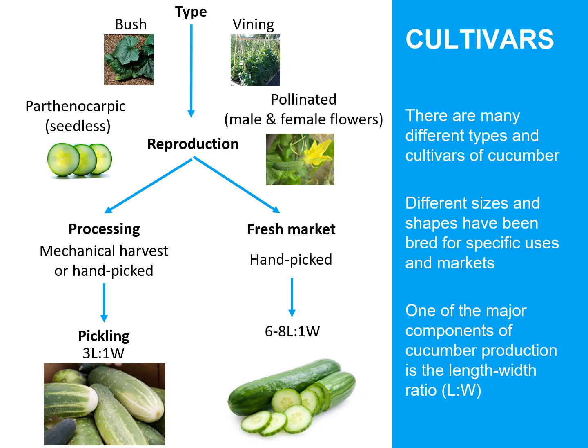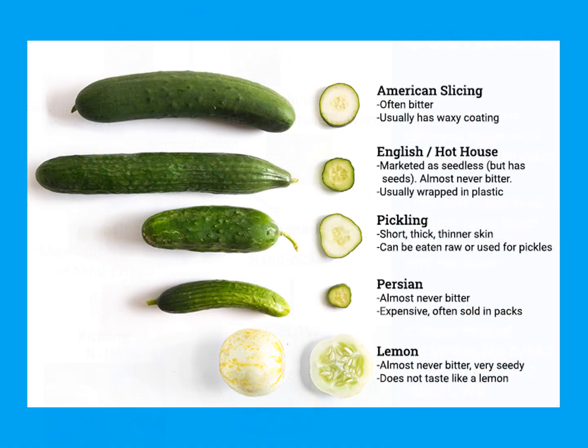And then in terms of the market, cucumbers can go to a processing market, where they might be mechanically harvested, destructively harvested, or hand picked, and those could typically go for pickling. And then there's the fresh market, where they're typically hand-picked and have a long length to width ratio. So this slide just shows you the main differences and the main different types of cucumber.